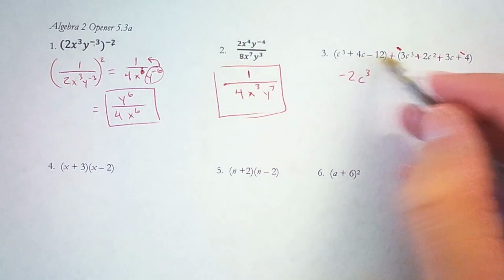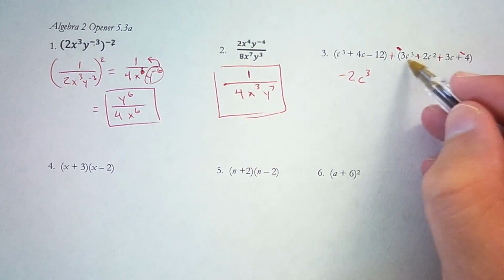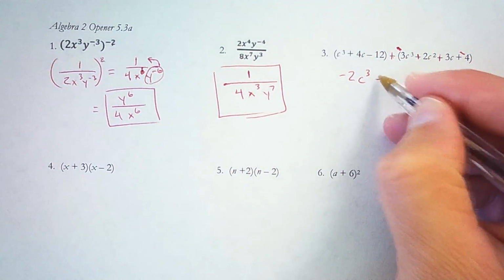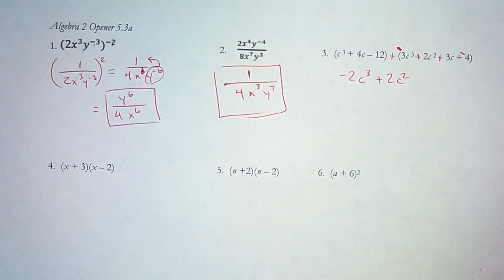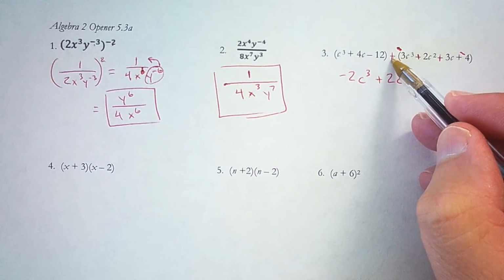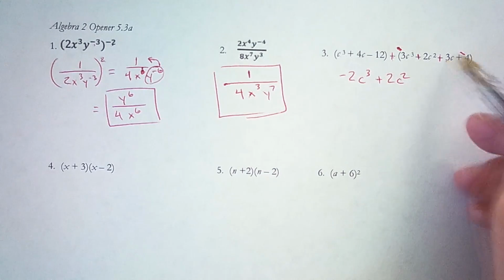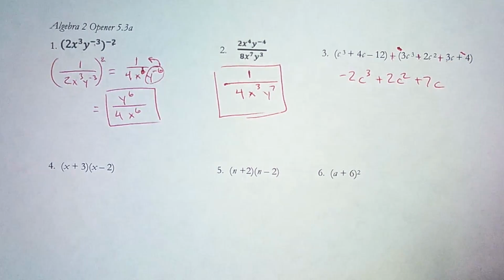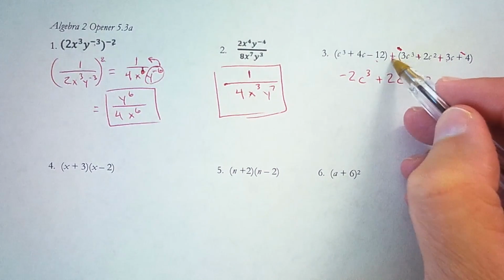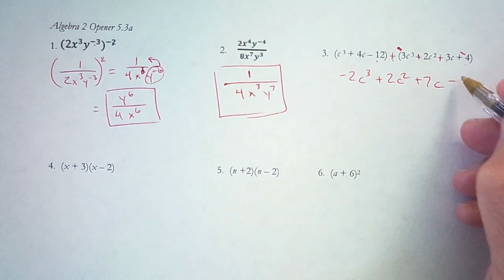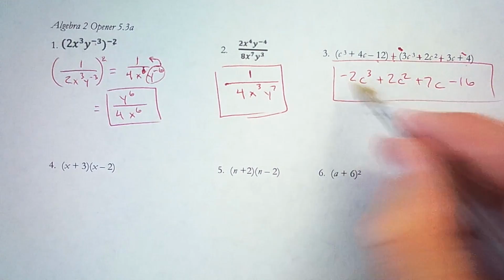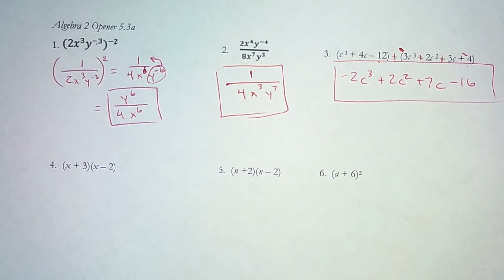Then I have 2c squared, so no c squared here, plus 2c squared, so plus 2c squared. Then I have 4c plus 3c, so that's plus 7c. And then I have -12 plus -4, and that is -16. And there are no like terms left to combine, so that's my final answer.